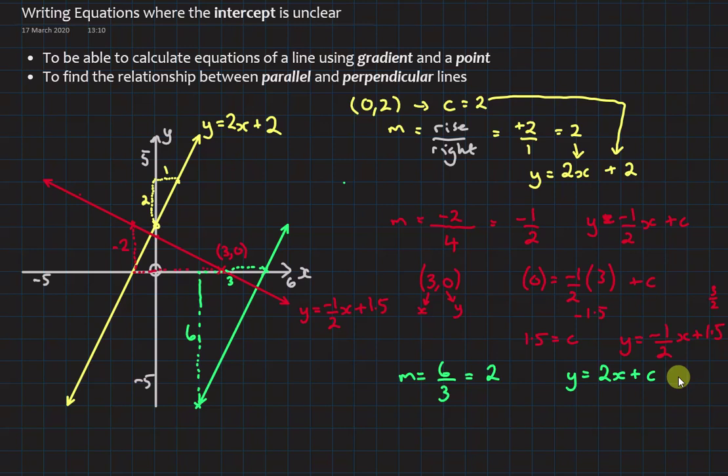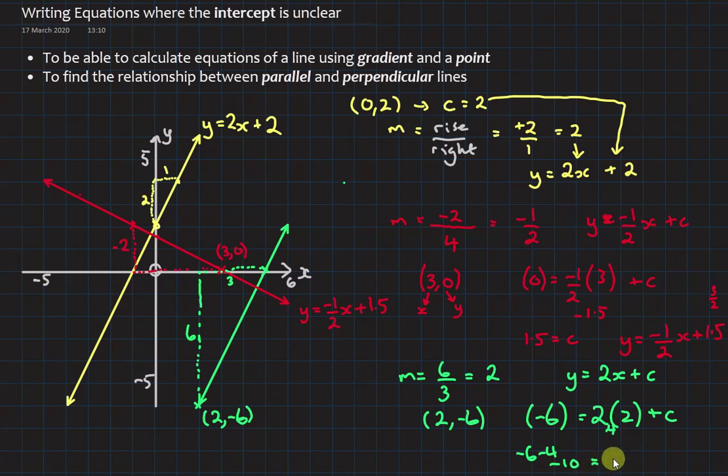And again, I can choose any point. This would be nice to use, but it doesn't matter. It's any point. So I'm going to choose this one, which is (2, -6). Put the values in. So (2, -6) into this equation gives me -6 equals 2 times 2 plus c. This calculates out as 4. I want to subtract 4 from both sides, and I get -6 minus 4, which is -10, is equal to c.